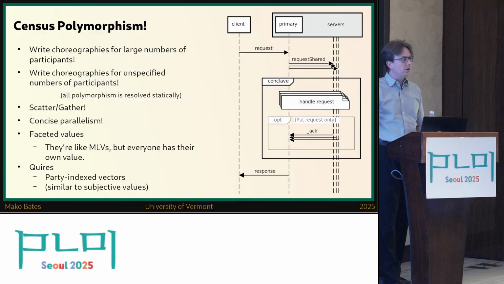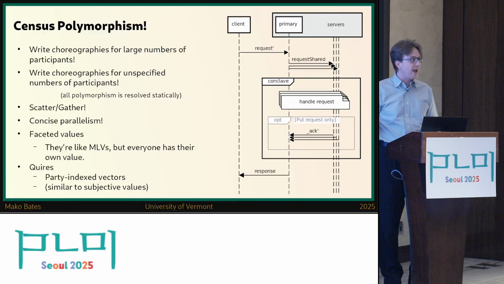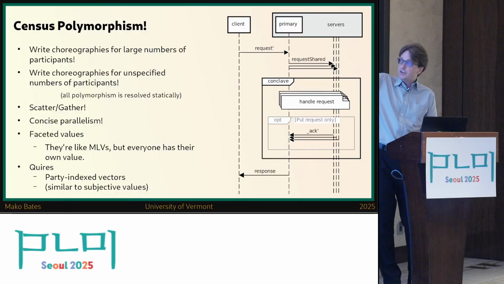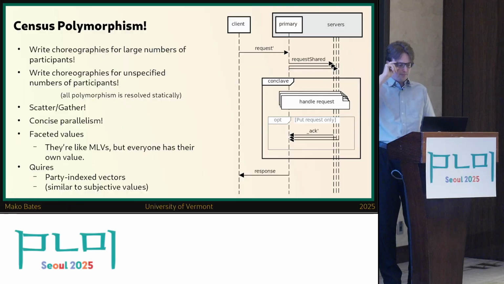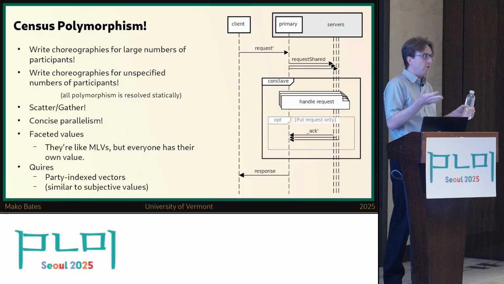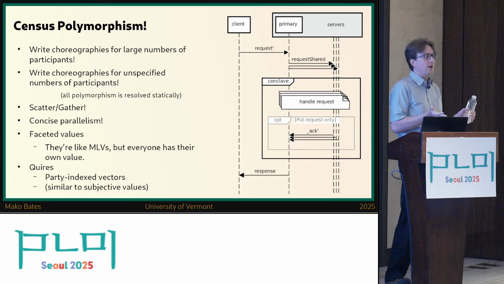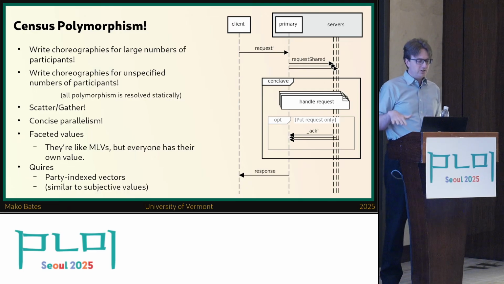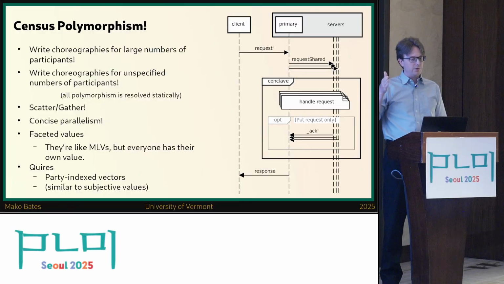We have the traditional concurrent programming operators scatter and gather, and then a third one, parallel, is how you handle request in the middle of this diagram. In order to give those things sensible types, we need some new data types. So faceted values are very much like multiply located values. They accept that their contents diverge. Every owner of a faceted value will have their own value of that value. Quires are static vectors indexed by parties. So the opposite of a faceted value is actually a located quire.